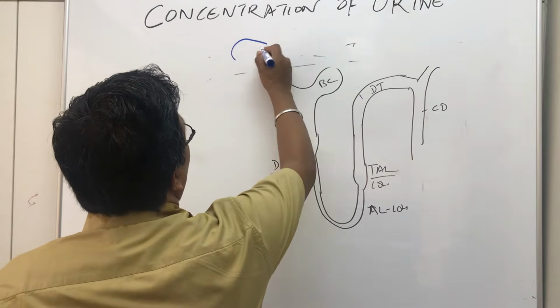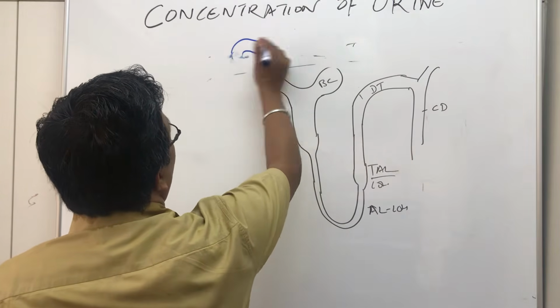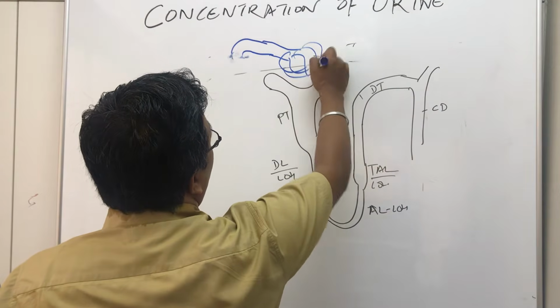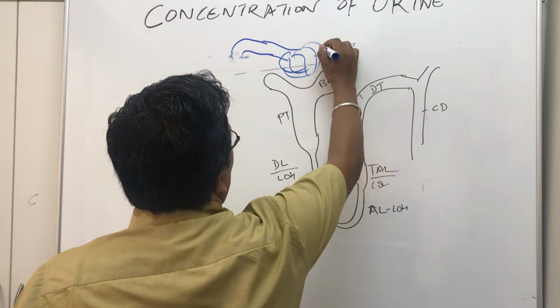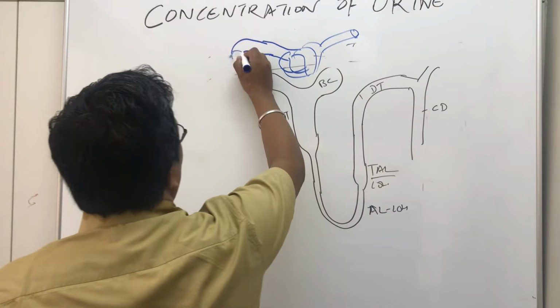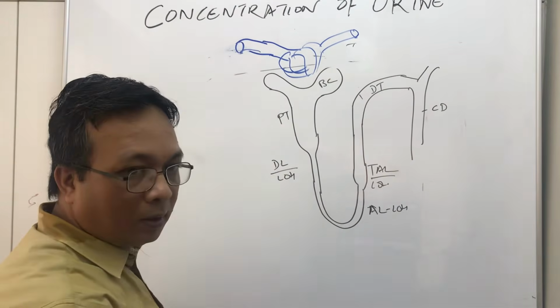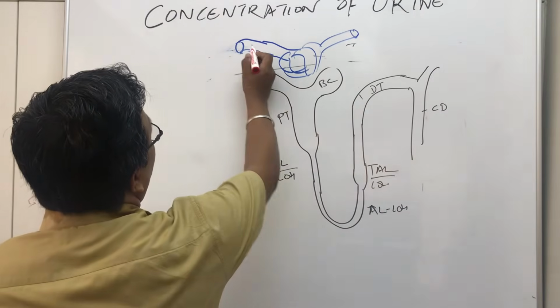Okay, and this is the afferent arteriole, and this is the glomerulus, and this is the efferent arteriole. Okay, so blood is flowing from here.